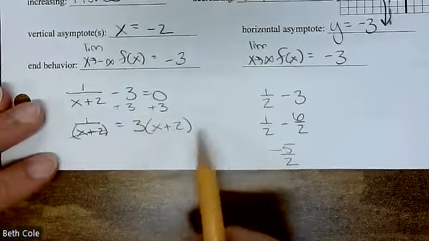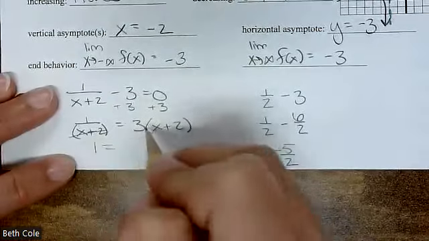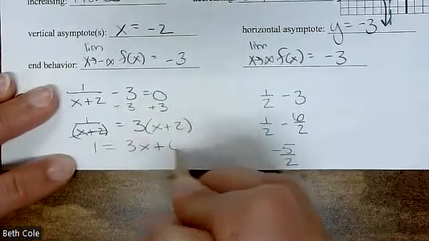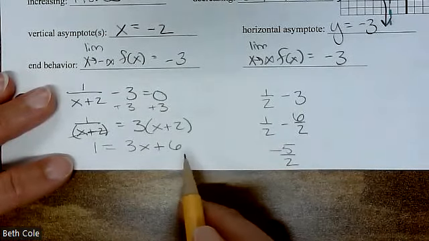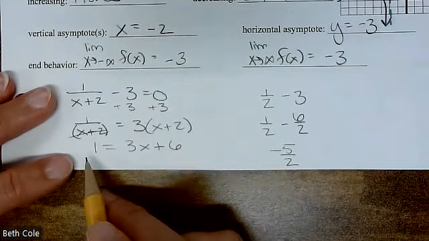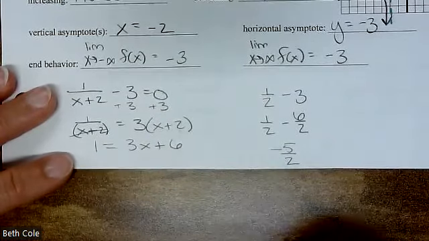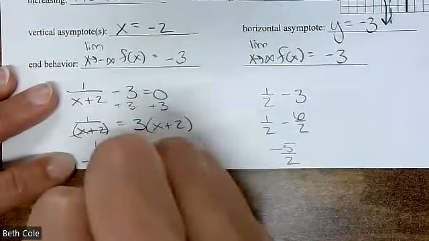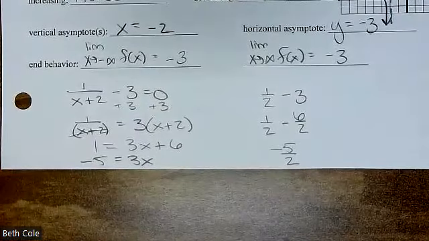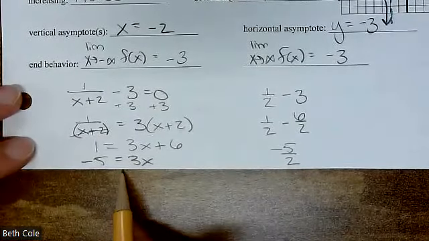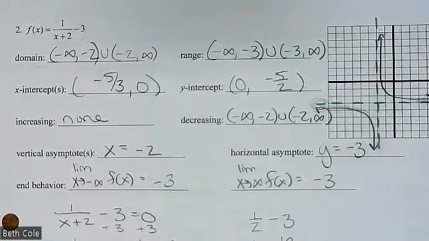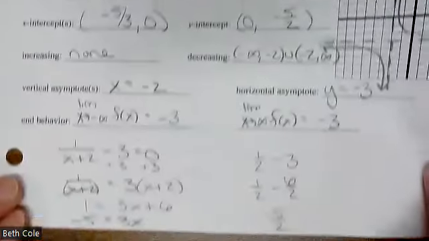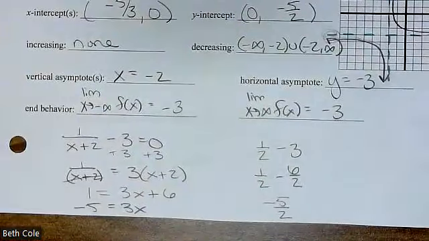All right, now what are you going to do with the 3? Distribute: 3x plus 6. And then subtract 6. 1 minus 6 is -5. I ran out of space, but what's your last step? Divide by 3. So -5 over 3. It's just solving an equation. But you can't do it without writing stuff down. You don't do that in your head. You have to do work.